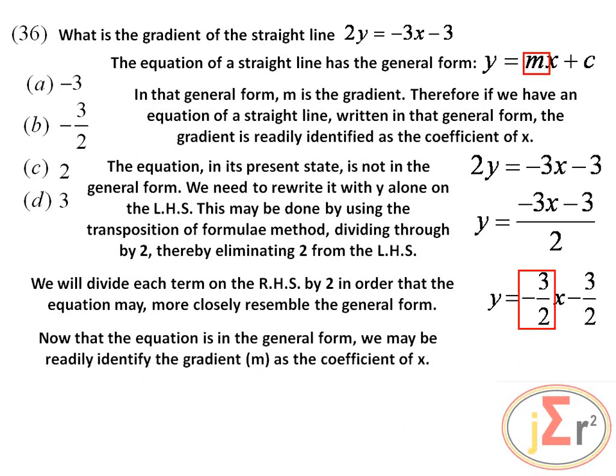So there we have highlighted the coefficient of x. Now that the equation is in the general form, we may readily identify the gradient m as the coefficient of x. The correct answer is option B, negative 3 over 2.